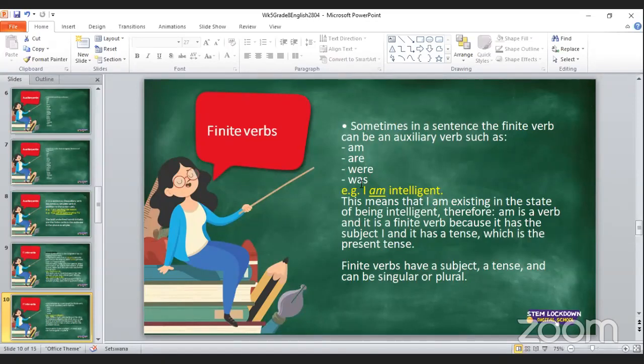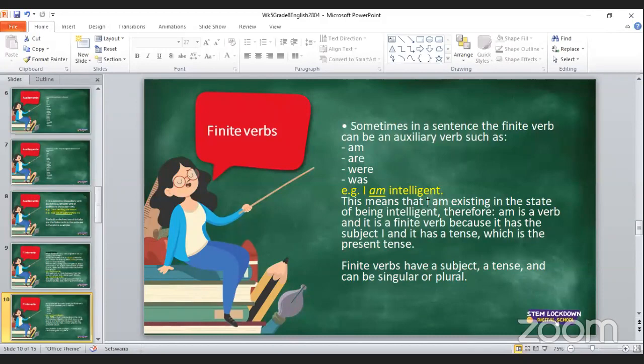Yes. So for example, I am intelligent. I've underlined am because am here is an auxiliary verb and it is our finite verb in this case, right? Why? Because I is a pronoun, am is our auxiliary verb, intelligent is our adjective. So our sentence is made up of a pronoun, an auxiliary verb, and an adjective. Because of that, our auxiliary verb then becomes our finite verb in this example.